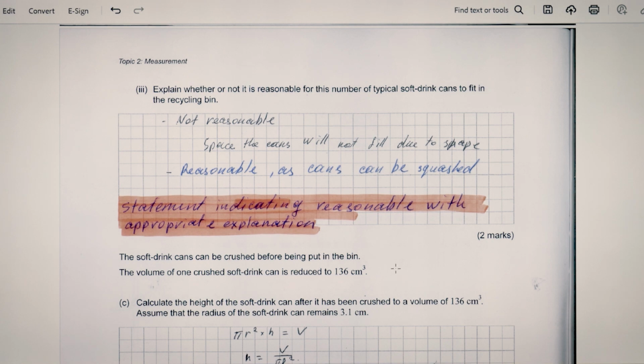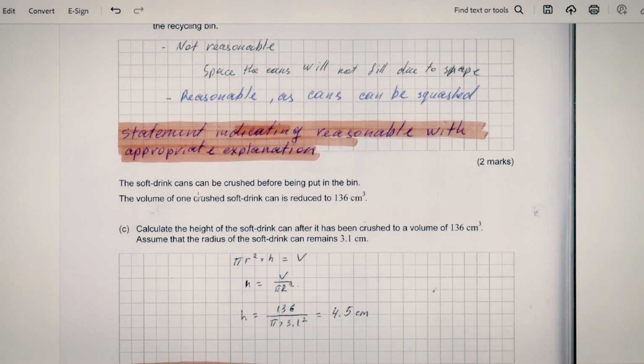So normally when we have 2 marks for the theoretical question, it's just a statement. They put the statement and then they put the reasonable answer, so an appropriate discussion for that statement. If they just put yes or no, there are no marks. So it has to be a statement and an explanation of that statement.